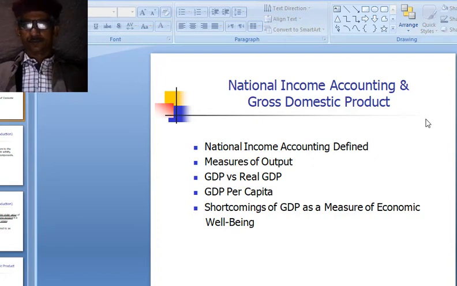about national income accounting and the GDP, the gross domestic product. So, in this lecture, I will try to discuss with you the national income, measures of output, GDP versus real GDP, GDP per capita, shortcomings of GDP as a measure of economic well-being, and I will try to explain all these topics or subtopics in this lecture.